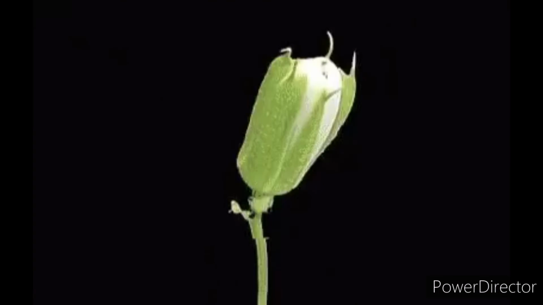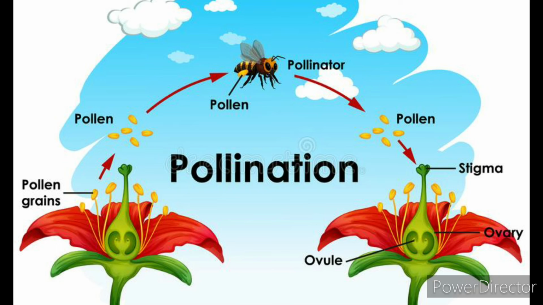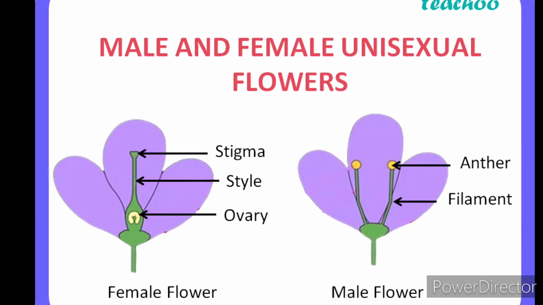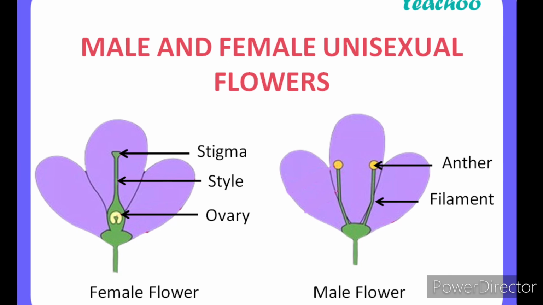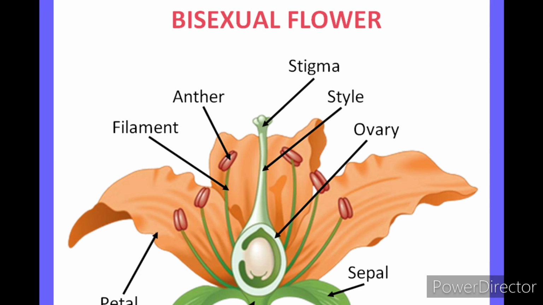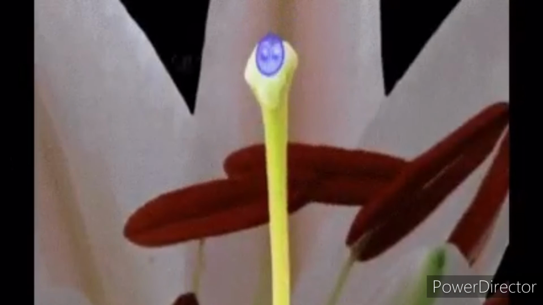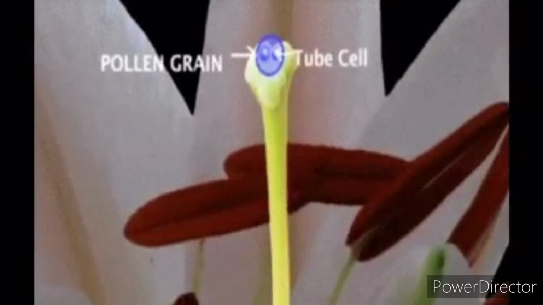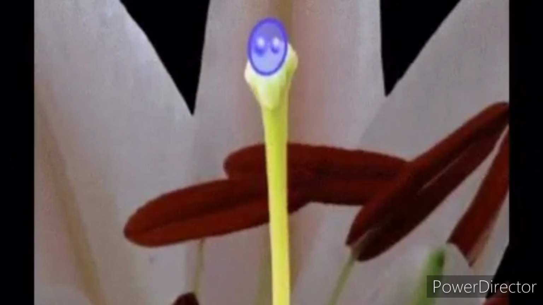Let us summarize the topic. Pollination is a process in which pollen grains are transferred from a flower's male anther to its female stigma. It is a fundamental aspect of plant reproduction. When the pollen grain lands on the stigma, a pollen tube develops down through the style to the ovary.